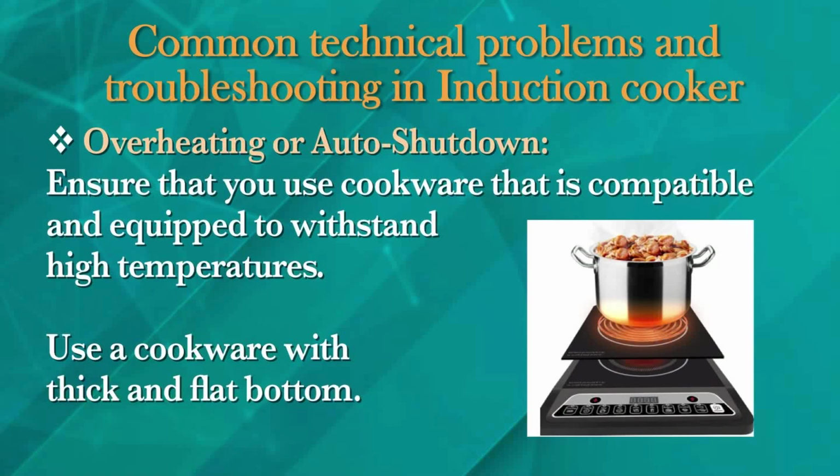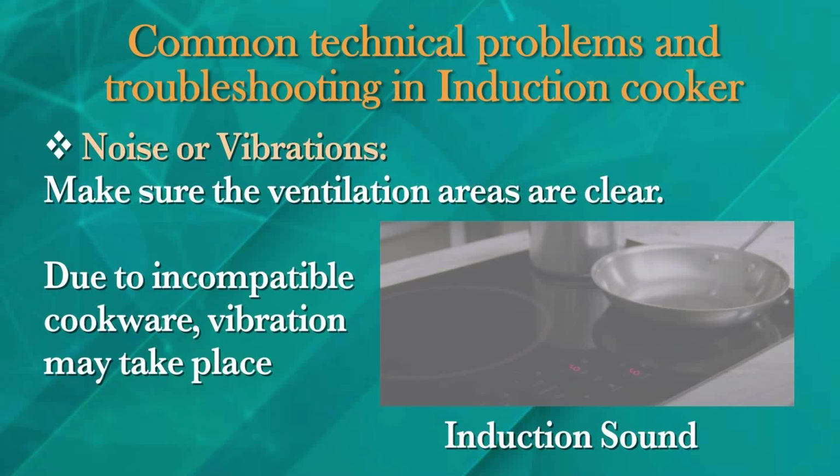The next issue is the overheating or auto shutdown. When the cooker is overheating or auto shutdown, ensure that the air vents are not blocked and there is proper airflow around the appliance. To prevent this problem, ensure that you use cookware that is compatible and equipped to withstand high temperatures. Opt for cookware with a thick and flat bottom, as this will help safeguard both the cookware and the cooktop. Noise or vibrations.